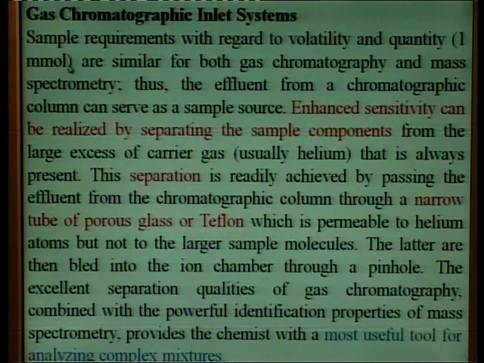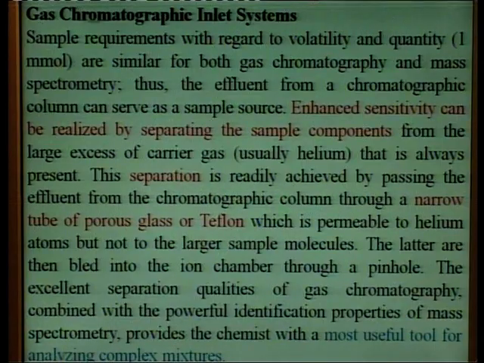Now, this is the recent one, that is the gas chromatography inlet system. That means the exit of the gas chromatograph will be the inlet for the mass spectrometer.